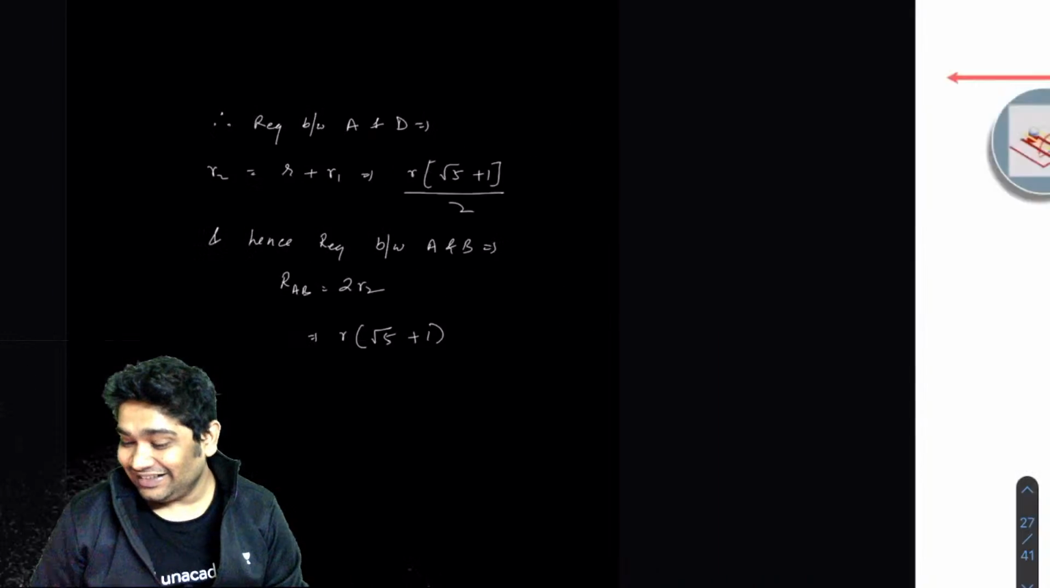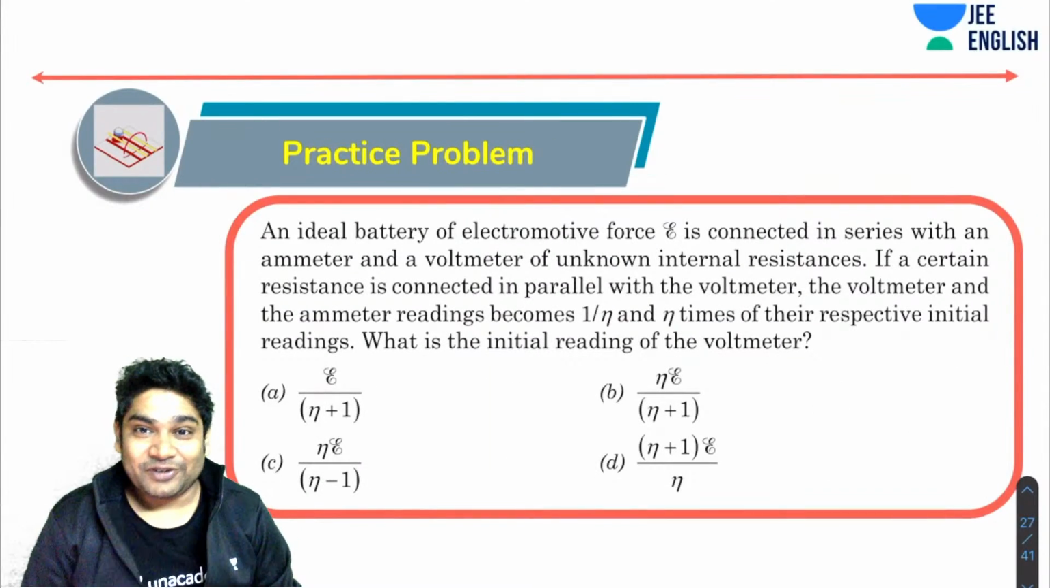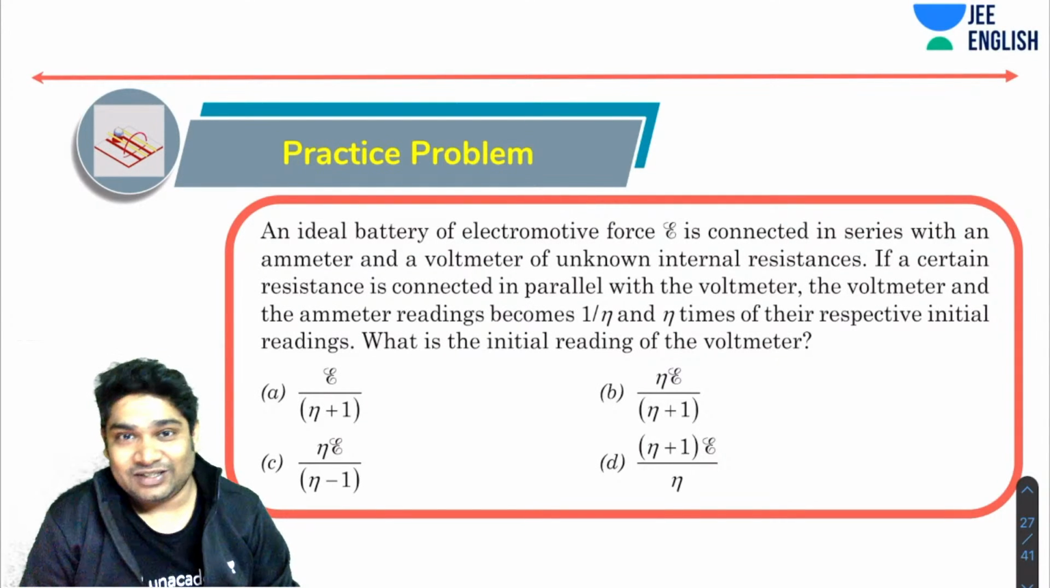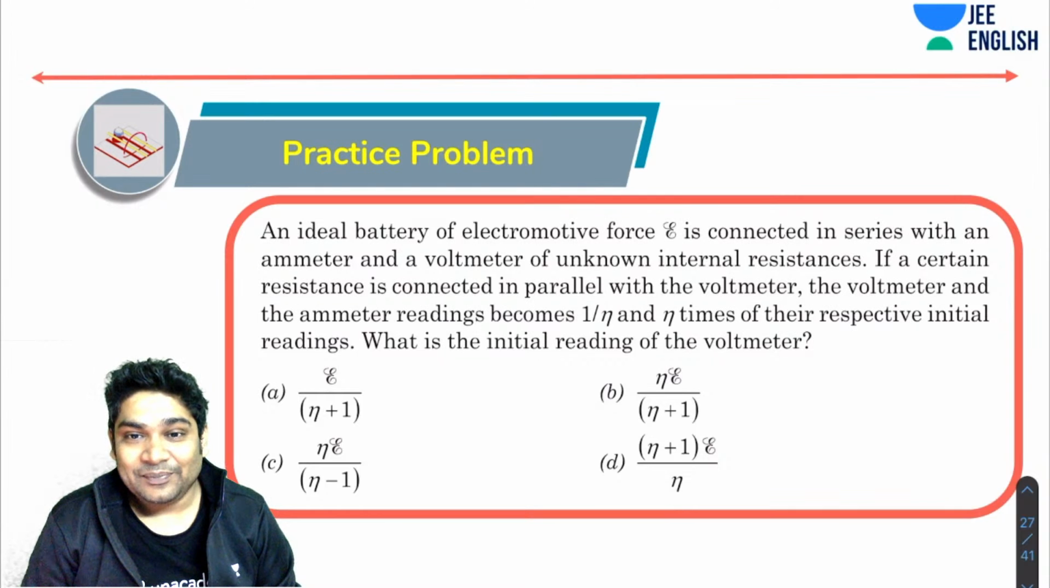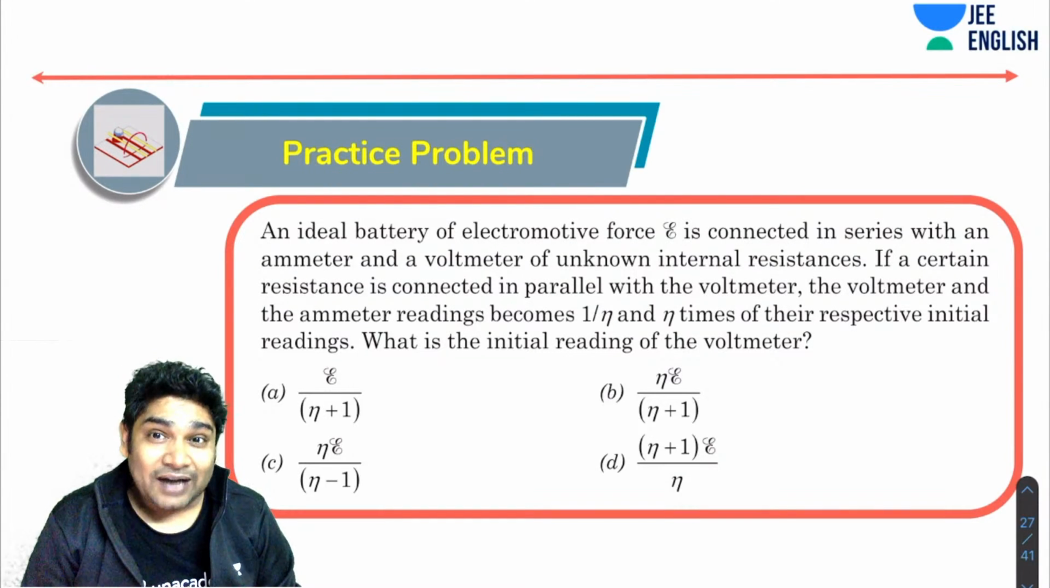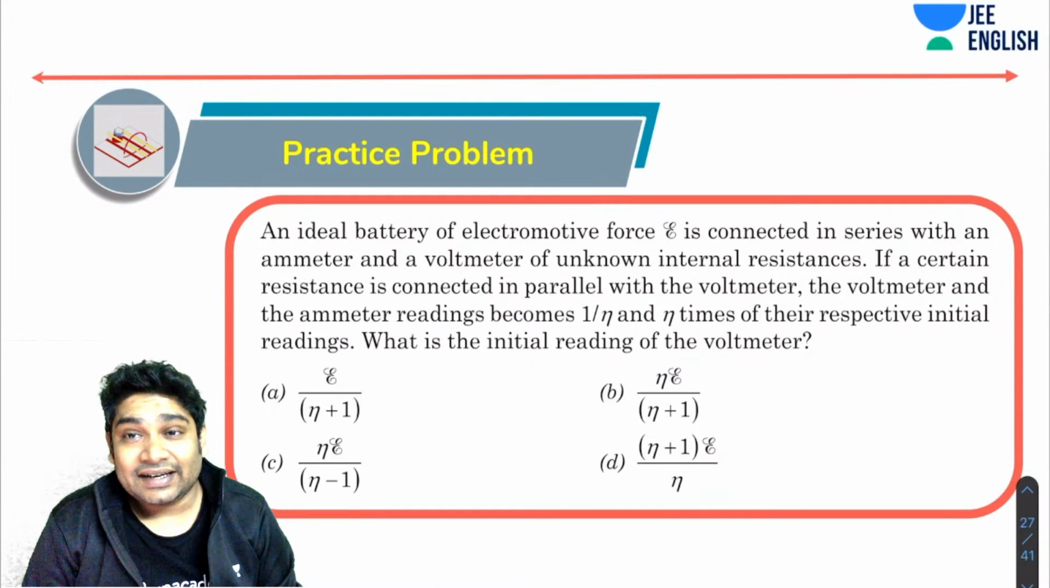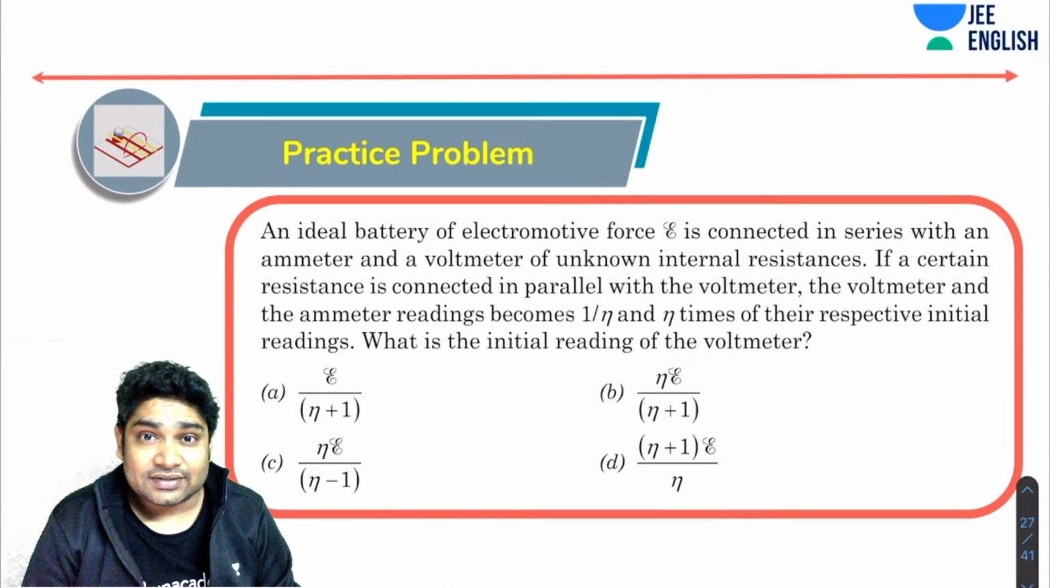All right. So here is another question for you. Let's see if you guys can figure this one out. So this says an ideal battery of EMF E is connected in series with an ammeter and a voltmeter of unknown internal resistances.